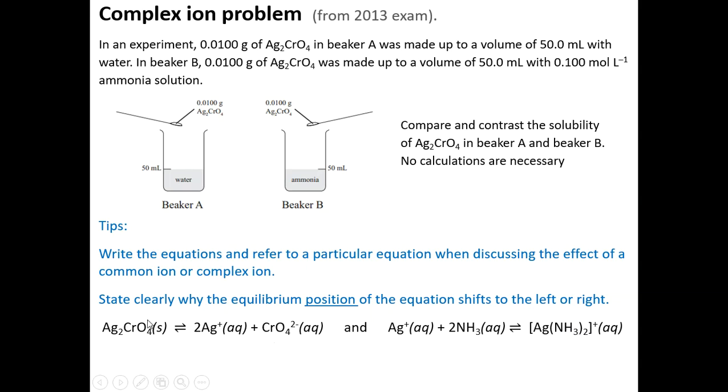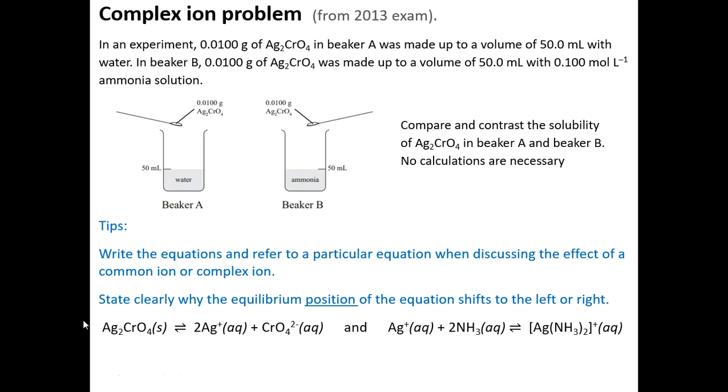Right, so what you would say in pure water, the silver chromate is in equilibrium with its ions. But when I add ammonia, ammonia reacts with the silver to form the complex ion, which is soluble, so it will go into solution, which means if my silver ions are reacting with the ammonia, they are being removed from the solution because they're changing from silver ions to the silver complex ion.